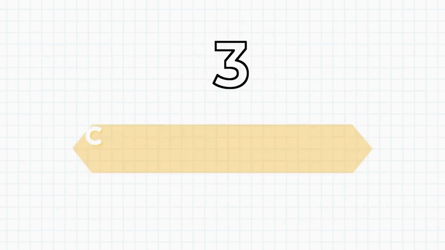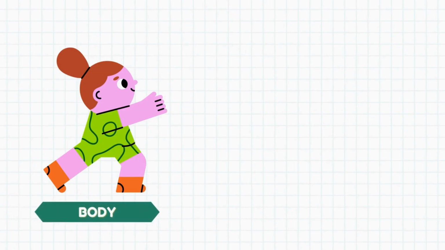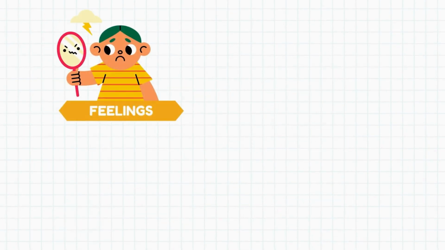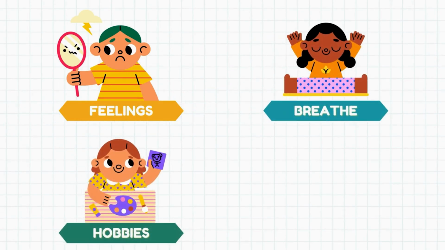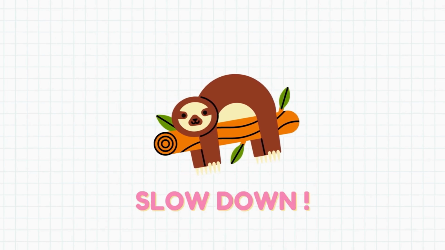Step 3. Care for your mind. Healthy champions don't just train their bodies, they practice mindfulness too. That means talking about your feelings, doing what you love, taking deep breaths when things feel tough, or resting when your body says, slow down.